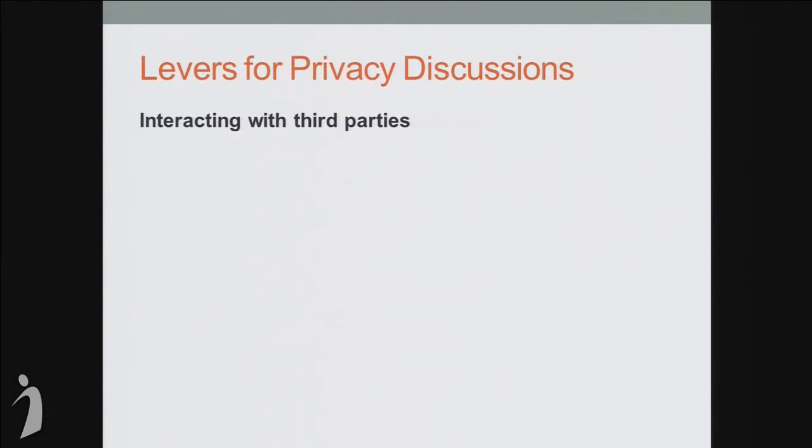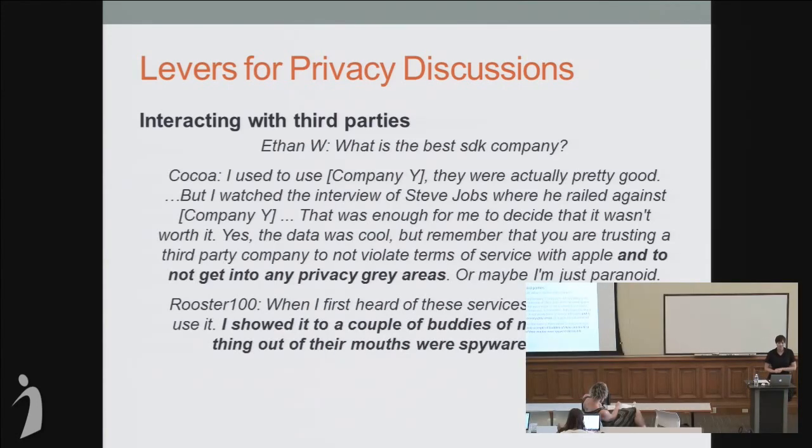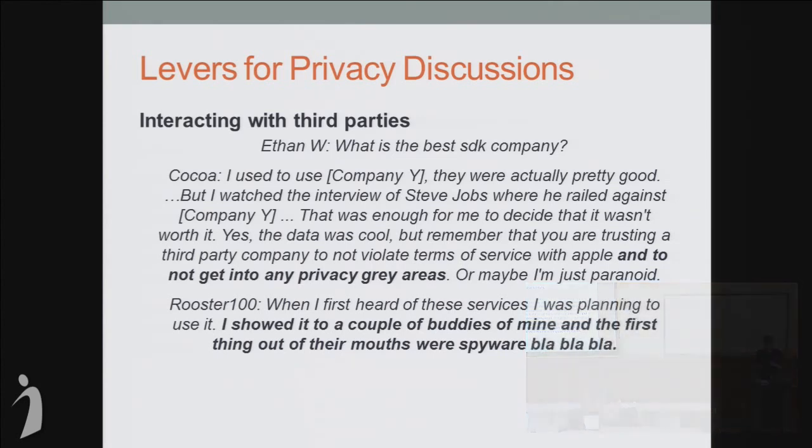Another lever for privacy discussions related to the collection of metrics was interacting with third parties, particularly software development kits or SDKs. So this term often refers to companies that collect metrics in this community or provide advertising services. And for example, Ethan W. writes in for advice saying, "What's the best SDK?"